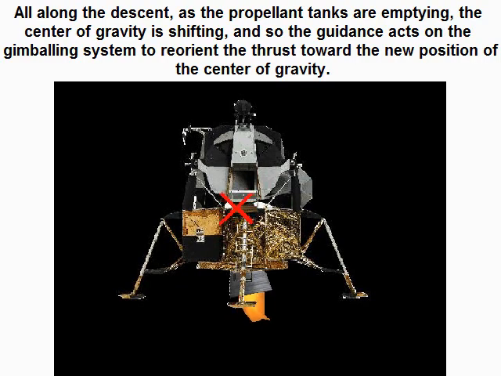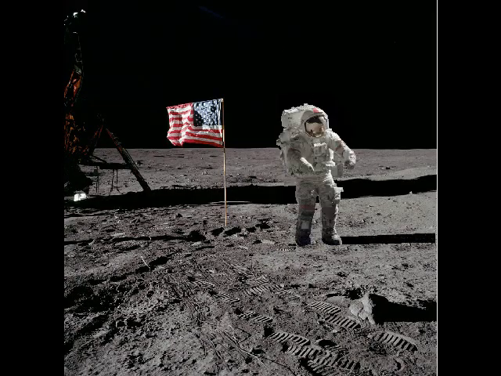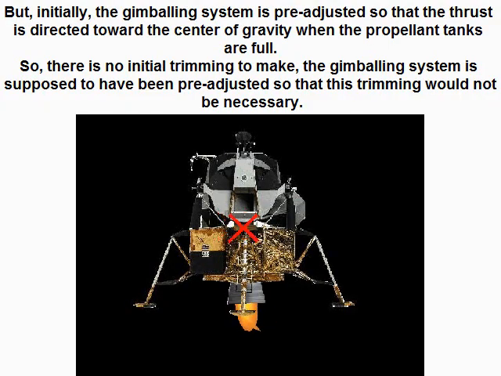All along the descent, as the propellant tanks are emptying, the center of gravity is shifting, and so the guidance acts on the gimballing system to reorient the thrust toward the new position of the center of gravity. But initially the gimballing system is pre-adjusted so that the thrust is directed towards the center of gravity when the propellant tanks are full. So there is no initial trimming to make. The gimballing system is supposed to have been pre-adjusted so that this trimming would not be necessary.